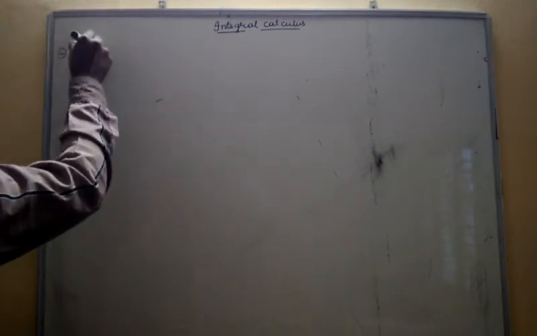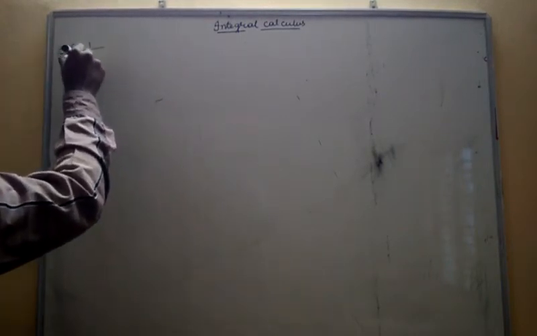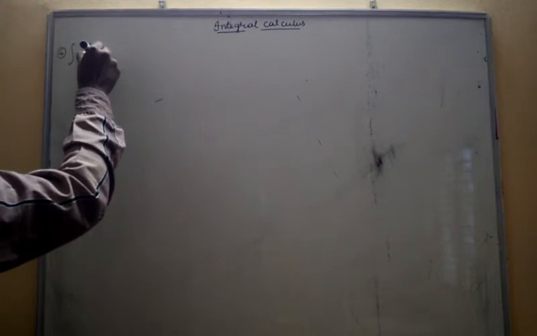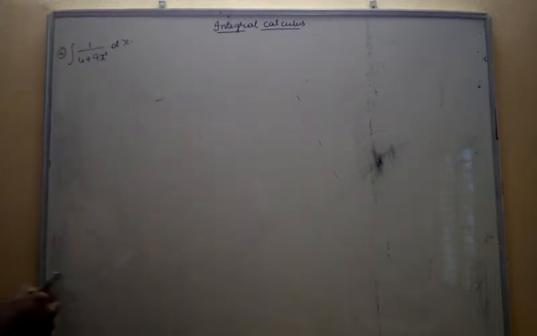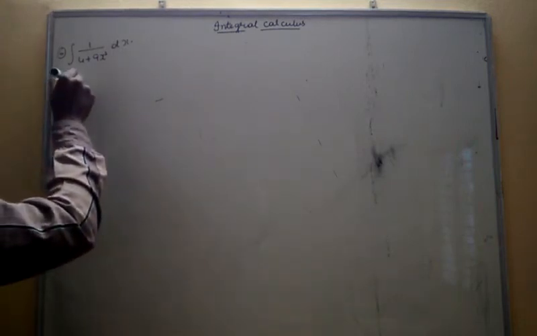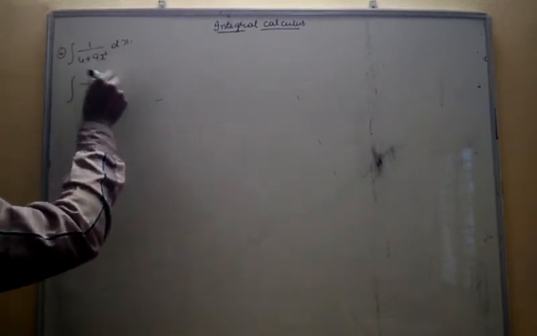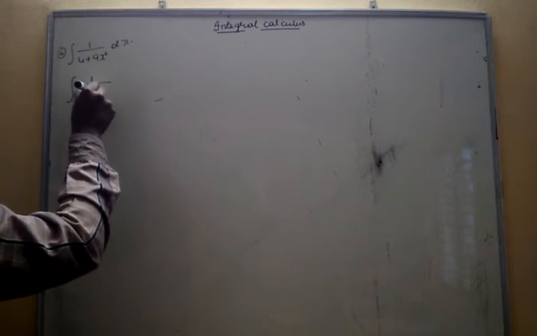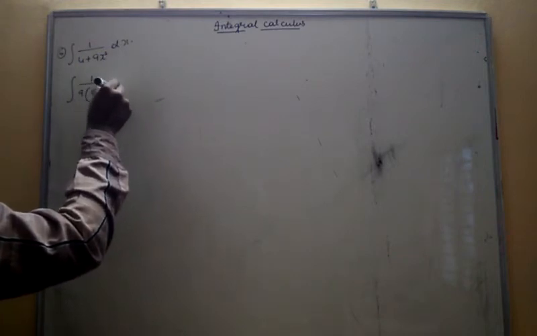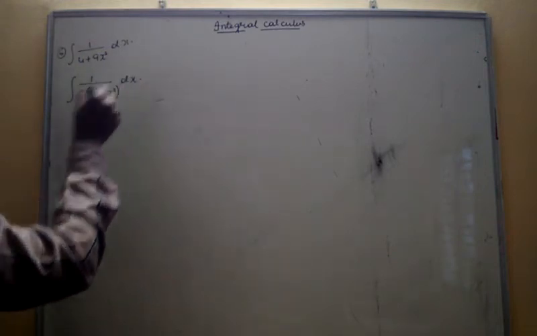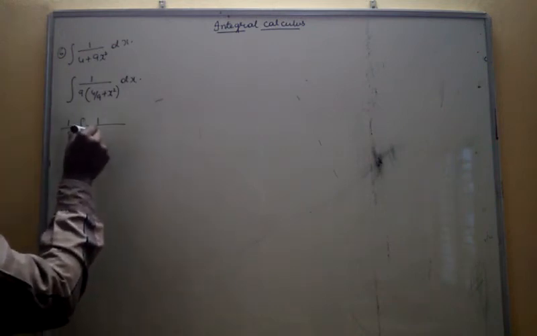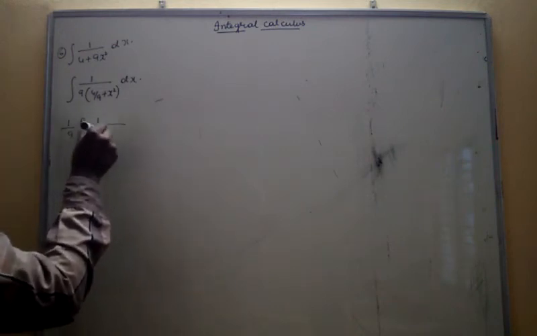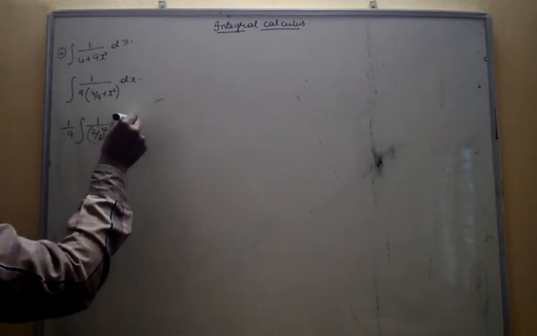Integration of 1 by 4 plus 9x square dx. Again, if you remove the common factor 9, it is 1 by 9 times 4 by 9 plus x square dx. Then 1 by 9 is a constant. Integration of 4 by 9 can be written as 2 by 3 whole square plus x square dx.